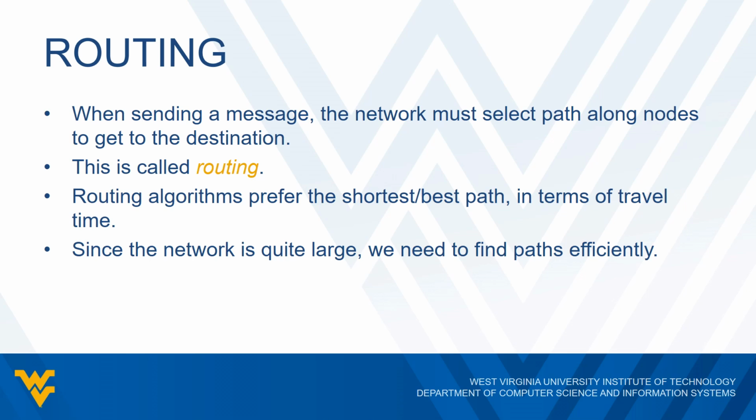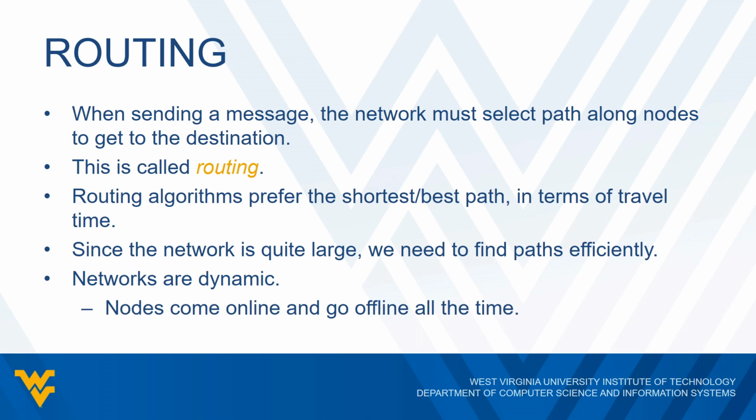The other thing we have to keep in mind when determining the path is that networks are dynamic, because nodes will come online and offline all the time. That means the routing must adapt very quickly. So if a node goes down, the routing algorithms have to find an alternative route in order to get to its destination.